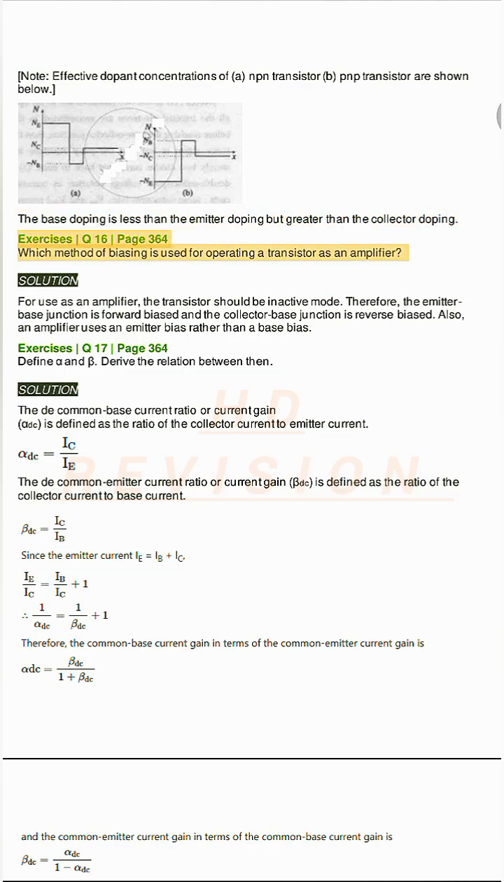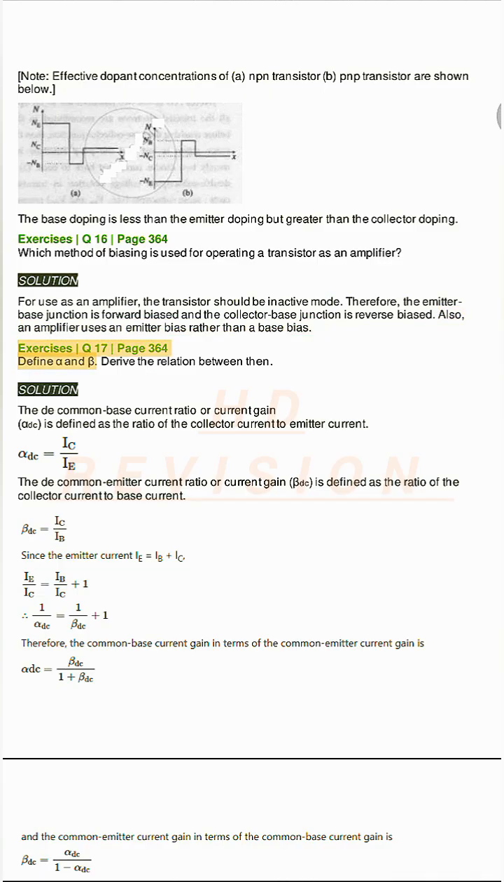Exercises Q16, page 364. Which method of biasing is used for operating a transistor as an amplifier? Solution: for use as an amplifier, the transistor should be in active mode. Therefore, the emitter-base junction is forward biased and the collector-base junction is reverse biased. Also, an amplifier uses an emitter bias rather than a base bias.